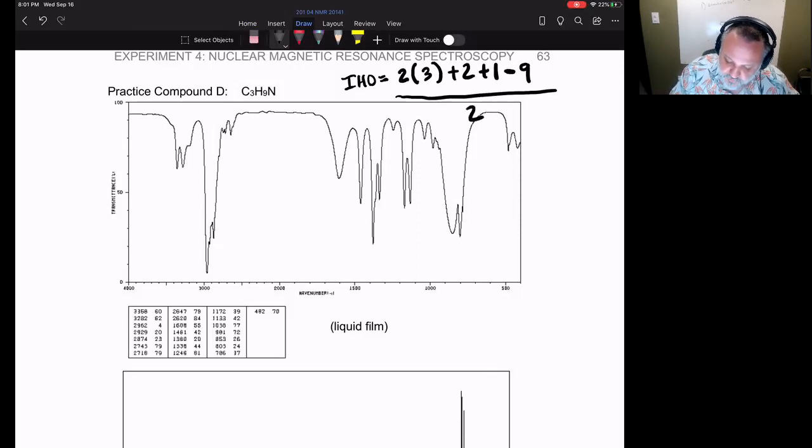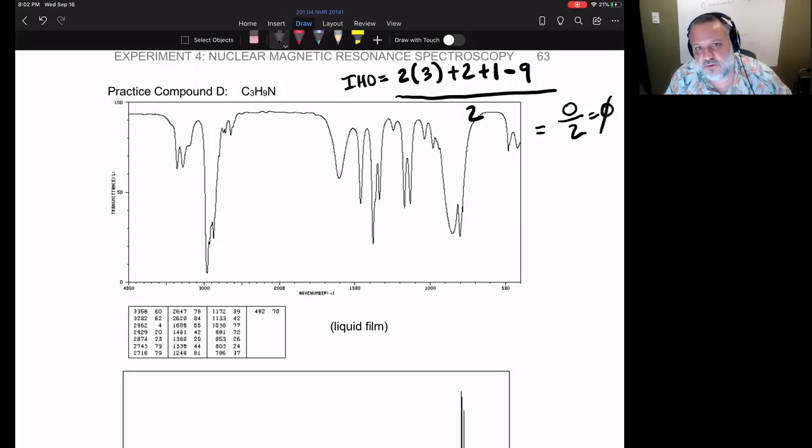All right. And so now what do I get? At the end of the day, I get 6 plus 2 is 8, plus 1 is 9, minus 9 is 0. 0 divided by 2 is 0. So the index of hydrogen deficiency tells me that whatever this structure is, there's no double bonds, there's no rings, there's no triple bonds. Okay, let's look at the IR.